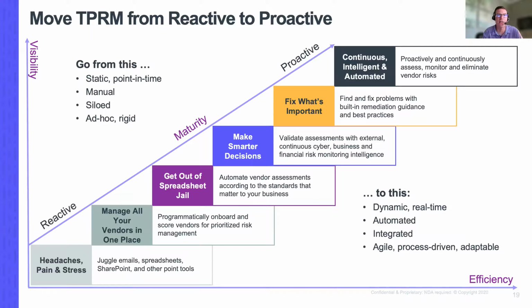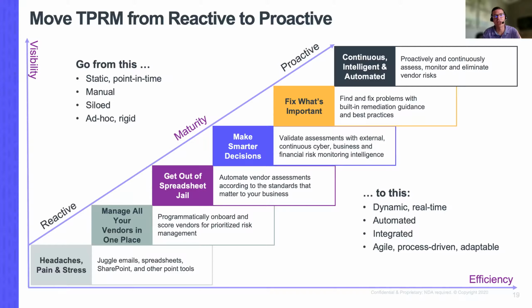We mentioned validating assessment results with continuous cyber monitoring intel is the next step in the process. Help you make smarter decisions by keeping that data fresh, current, and relevant, so that when you're presenting information on key risks, or even KPIs, that data is current.